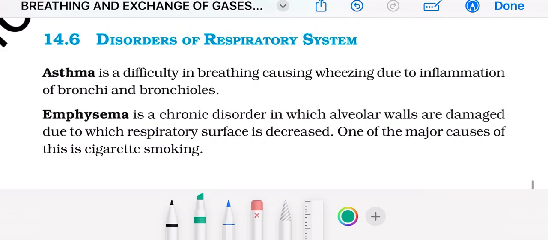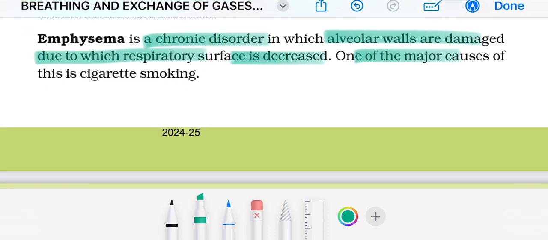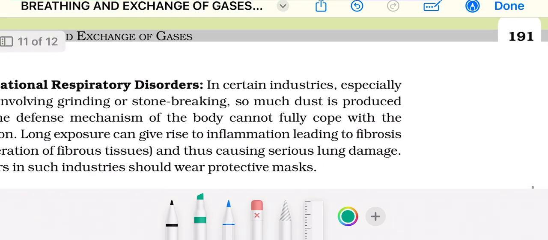Disorders of respiratory system. Asthma is a difficulty in breathing causing wheezing due to inflammation of bronchi and bronchioles. Emphysema is a chronic disorder in which alveolar walls are damaged due to which respiratory surfaces decrease. One of the major causes of this is cigarette smoking.